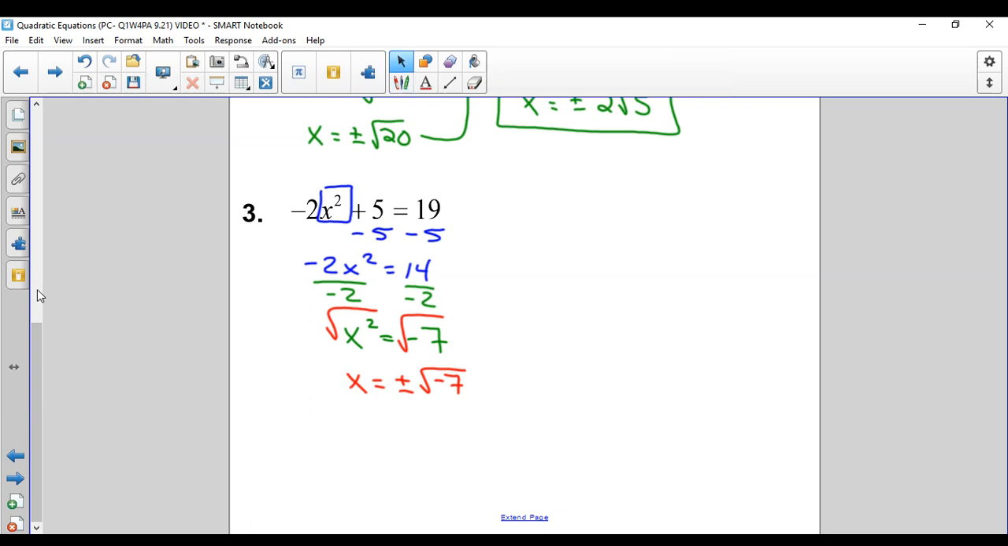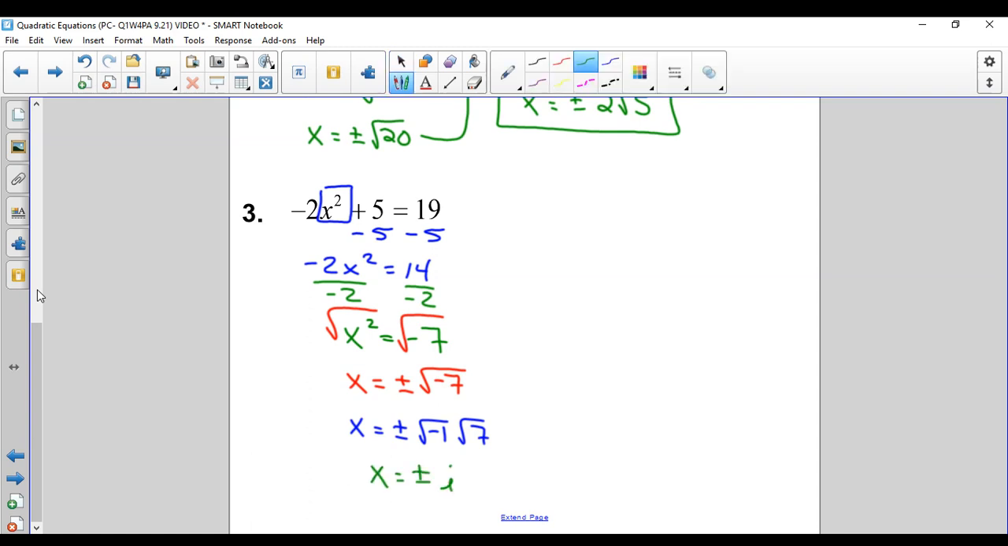Now, the square root of negative 7 can technically be broken into the square root of negative 1 times the square root of 7. 7 is not a perfect square. The only factor that is a perfect square is 1. So I'm going to tack that negative along with it. The answer that I need to see for this one is x equals plus or minus i, since the square root of negative 1 is i, times the square root of 7. And there's your solution.